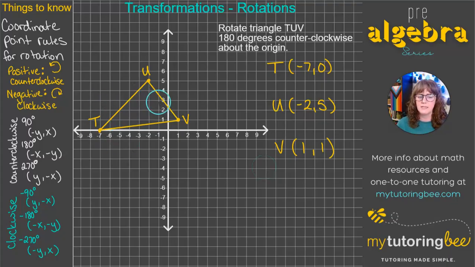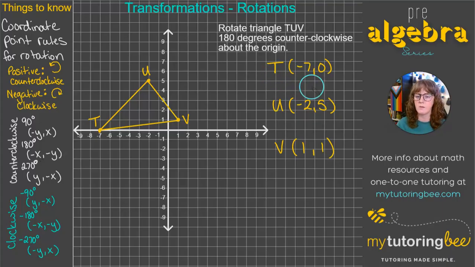We're still going to use this same triangle TUV, but now we're being told to rotate triangle TUV 180 degrees counterclockwise about the origin. So the one good thing about 180 degree rotations is that it actually doesn't matter if it's counterclockwise or clockwise. They both are the same. So what's going to happen here, the X and the Y are going to stay in their same positions, but we are going to switch the signs of each of those numbers.